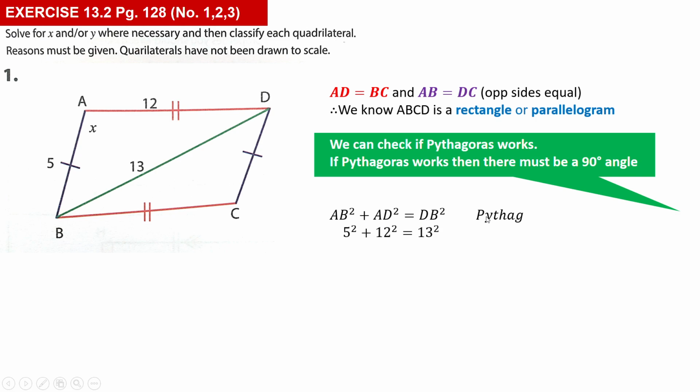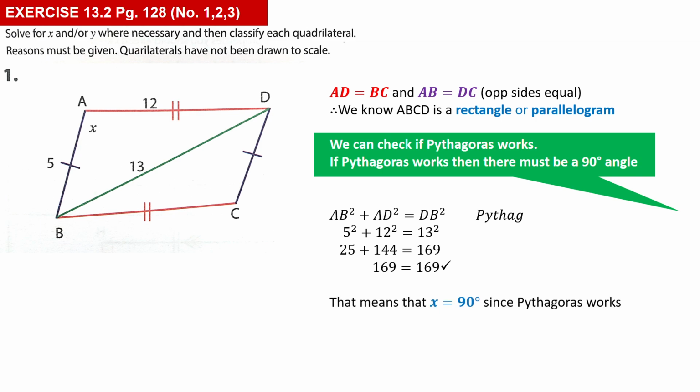If I substitute those values in, so 5 squared plus 12 squared is equal to 13 squared, I'm going to find that the left-hand side is equal to 169 and the right-hand side is equal to 169, which means that Pythagoras does work, which means that that triangle has to be a right-angled triangle. Okay, so that narrows it down. So now it has to be a rectangle because a rectangle has angles of 90 degrees. Okay, so x is equal to 90 degrees since Pythagoras works.